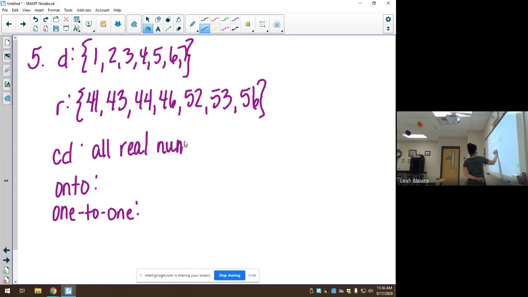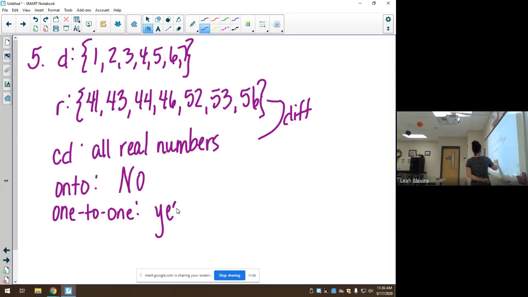So is it one-to-one? Or is it onto, let's do onto first. Is it onto? No, these are different. So it is not onto. Is it one-to-one? Yes, because each y value is only listed once.